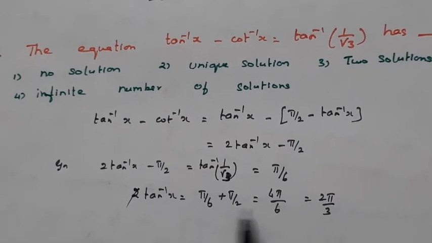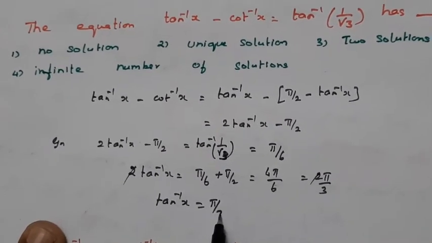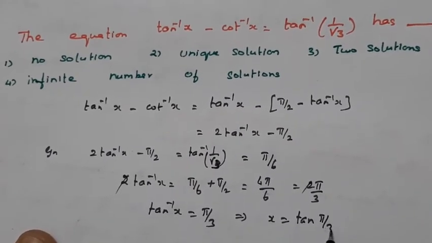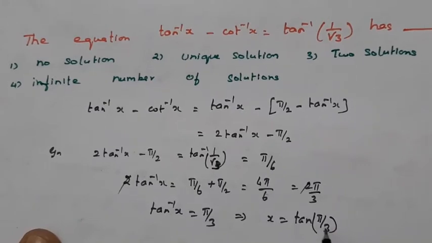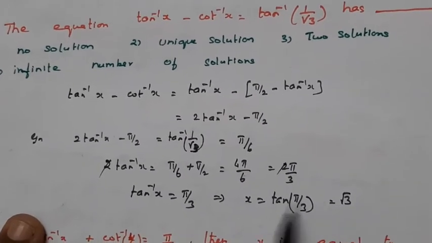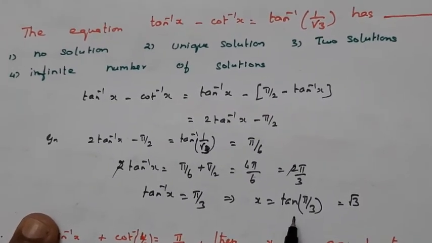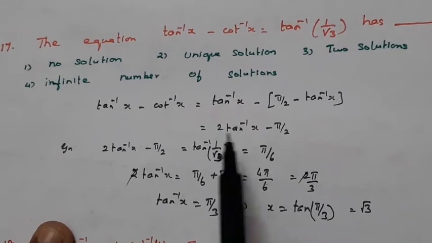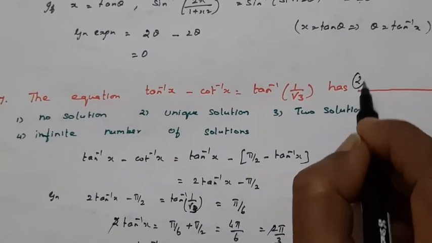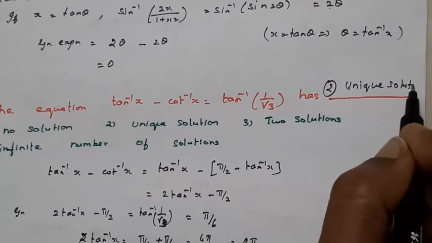Okay. So, cancelling this 2, we have tan inverse of x is equal to pi by 3, or this implies that x is equal to tan pi by 3. So, tan pi by 3 means 60 degree, tan 60 is nothing but root 3. So, how many solutions you have for x? Only one solution. So, that is root 3 is a single solution you have done for x. Therefore, what is the option? Option number 2, that is unique solution. So, this equation has a unique solution which is root 3.